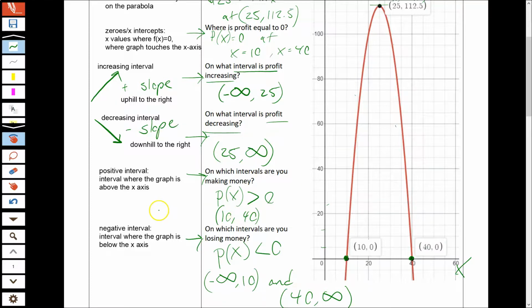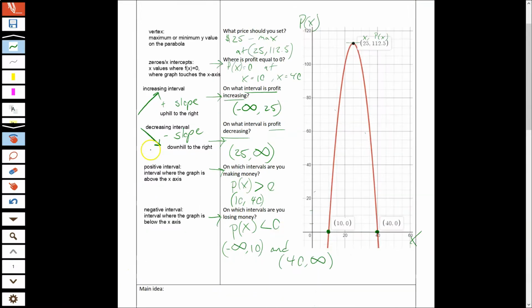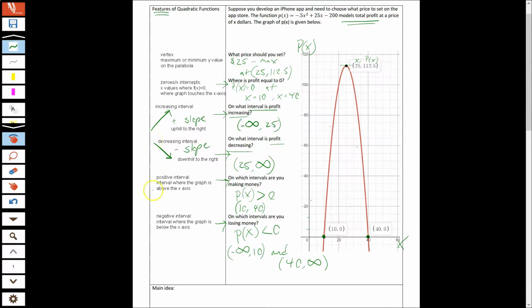So those are some features of a quadratic graph. Make sure you have these notes captured. The main idea here is that these features are useful because they correspond with the situation we're modeling, right? So increasing and decreasing profit is going to help you set the price in this situation. If we're talking about maximums, and we go back to our projectile motion examples, the maximum is going to be your maximum height. So these have really useful real-world connections.